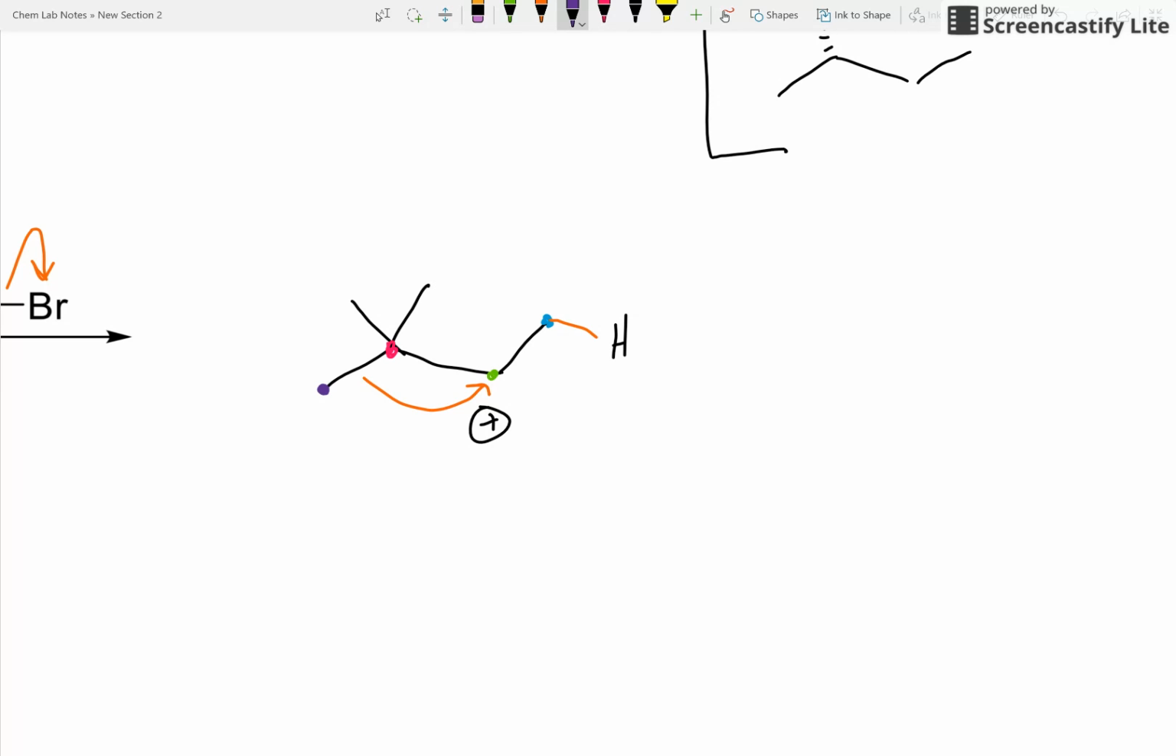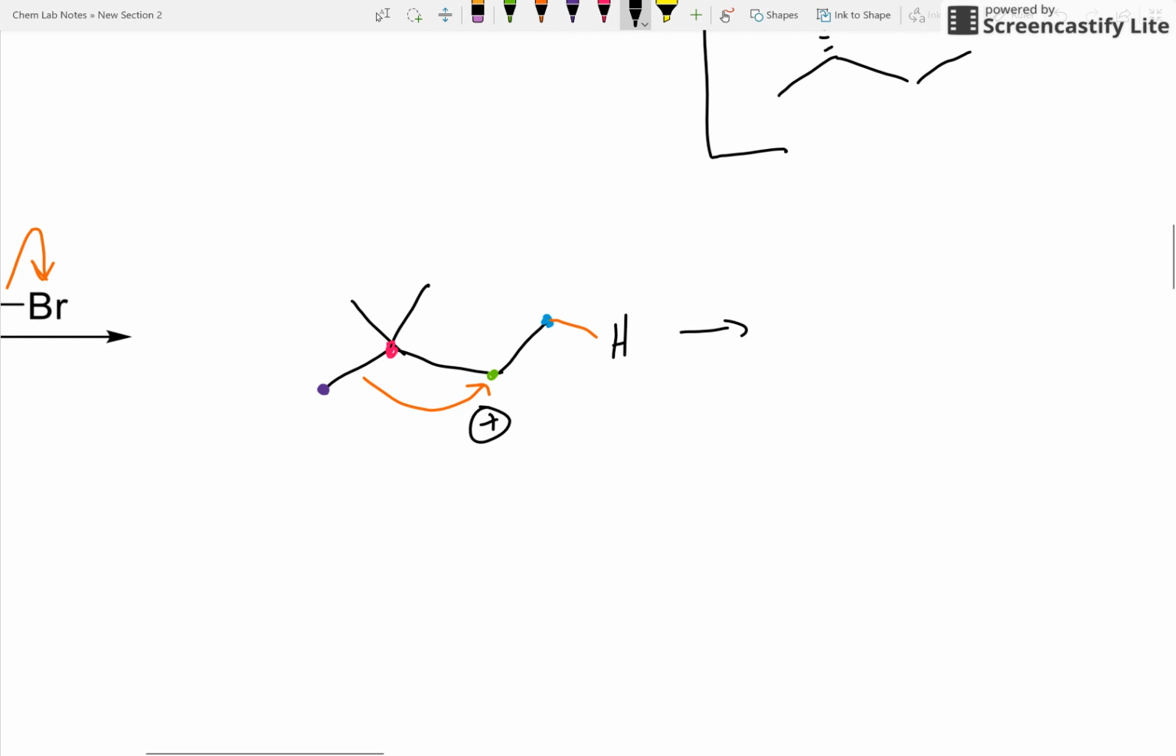Got it? And remember, when I'm drawing my mechanism arrows, the stuff that I'm drawing in orange, the arrows always start from the minus, the electrons, and go to the plus. Never draw your arrow from a plus to a minus. It's always the other way around. So I'm taking that bond between the purple and the red and sending it to the green.